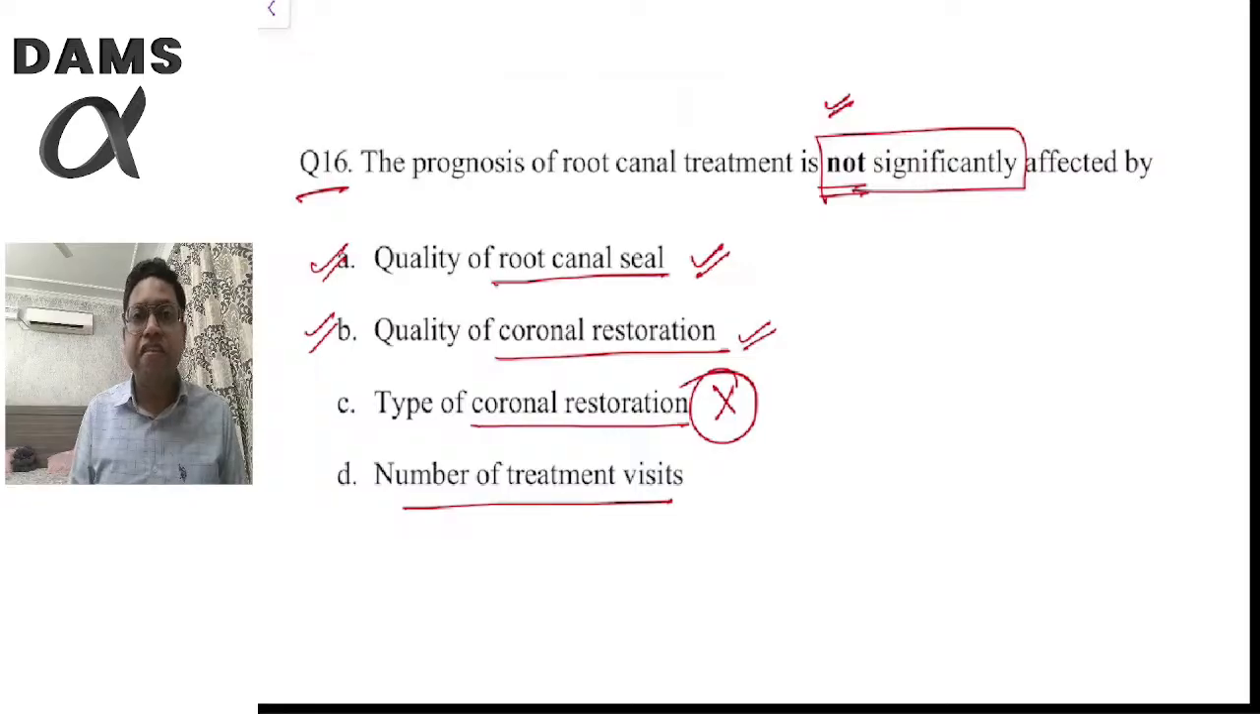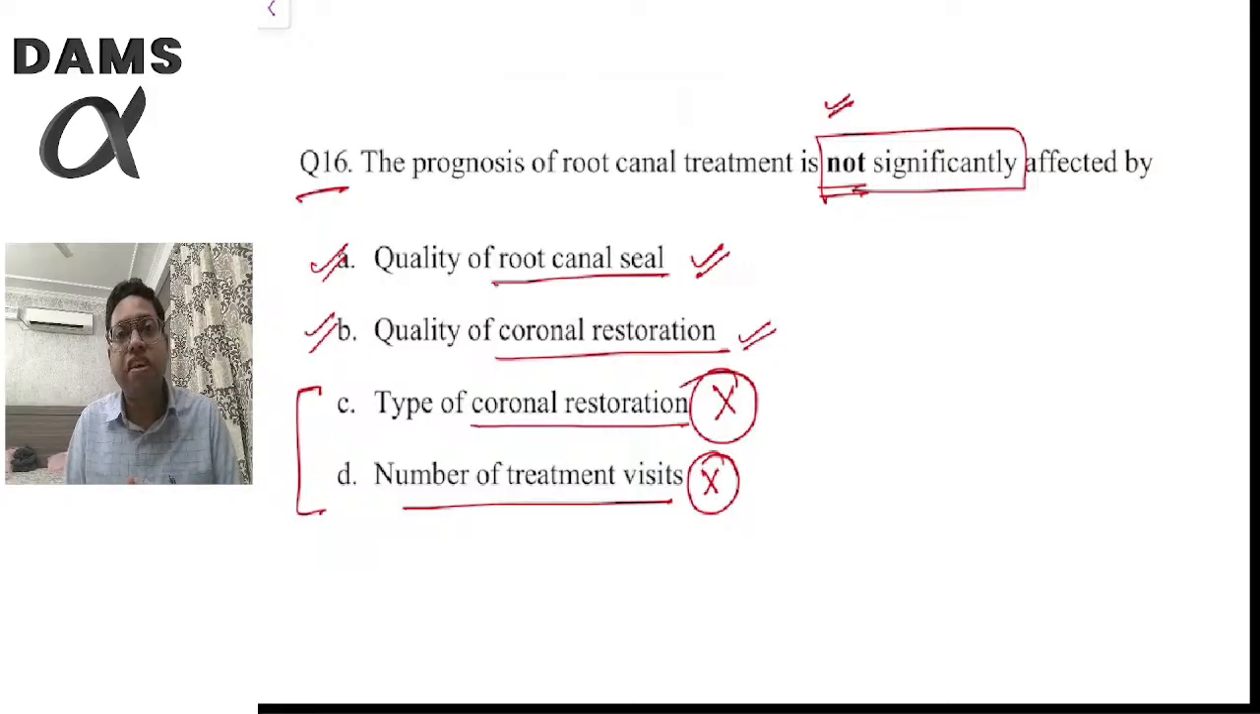Okay, is it significantly affected by treatment visits? No, this is also not significantly affected. That's why I told you that it is a very good question. Now we are confused with option C and D. Single visit versus multiple visit RCT, there's no significant difference in the treatment outcome.